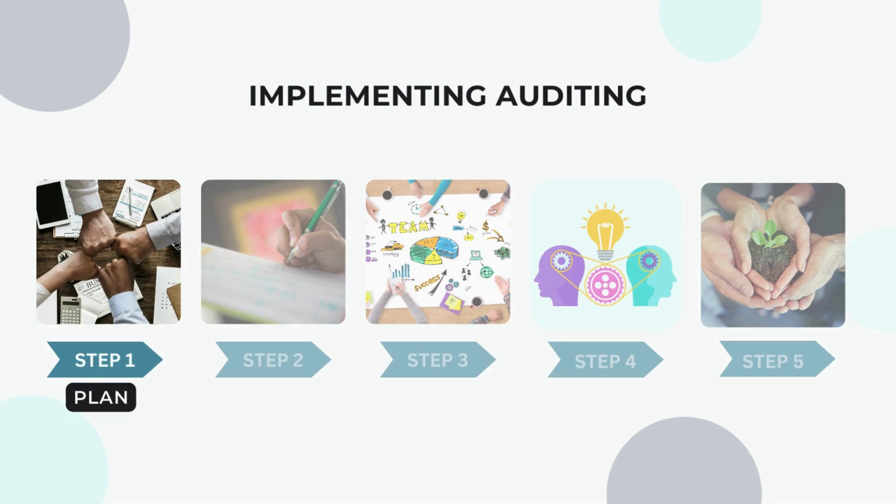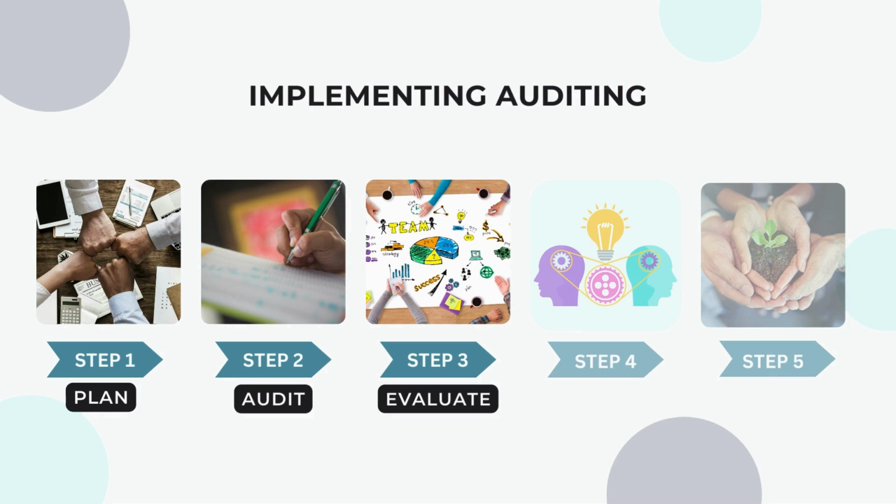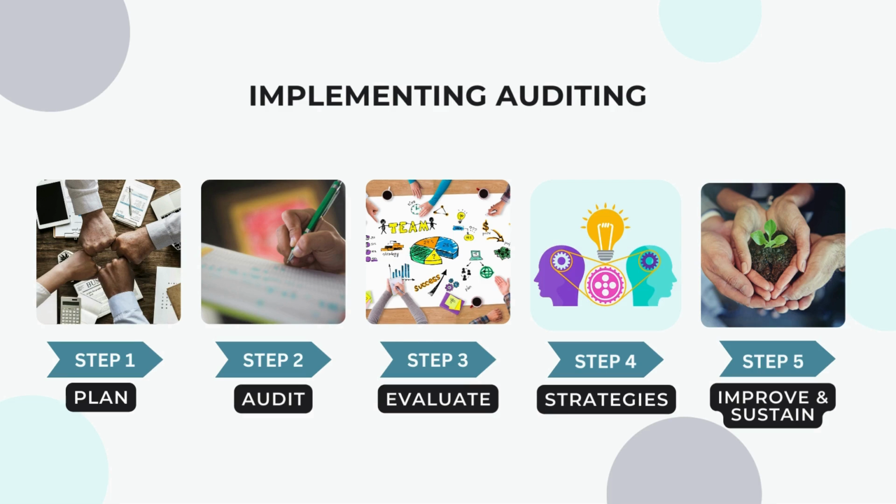There are several key steps to implement auditing in your organization. Step 1 is to plan. Step 2 is to audit. Step 3 is to evaluate. Step 4 is to implement the strategies. And step 5 is to improve and sustain. This presentation will provide considerations to take during steps 1 through 3. Steps 4 through 5 will be implemented in your workplace during day-to-day tasks as an IPAC champion.